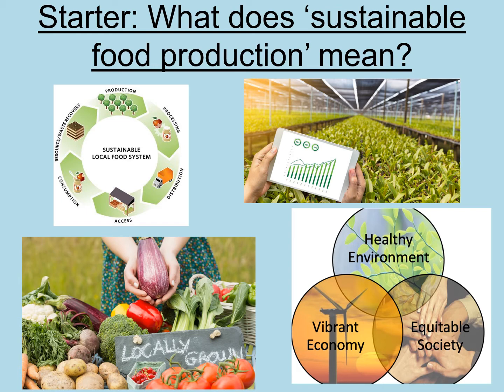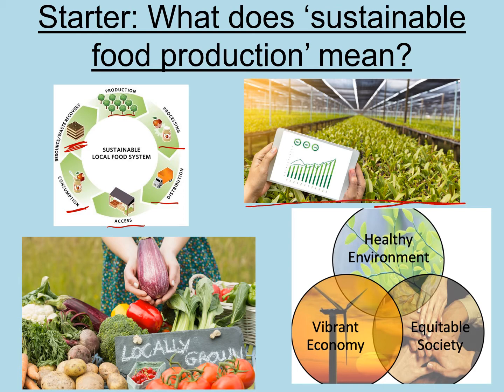Okay, so all of these images are showing the ideas around sustainable food production. So we'll start off in the top left corner. The way that we produce food, process it, distribute it or share it out, make sure that people have access to it, the way that we consume it without making too much waste, and resource and waste recovery are all to do with sustainable food production. So for example, with the waste part, it's about putting it in the compost and making sure you don't buy too much and waste too much food.